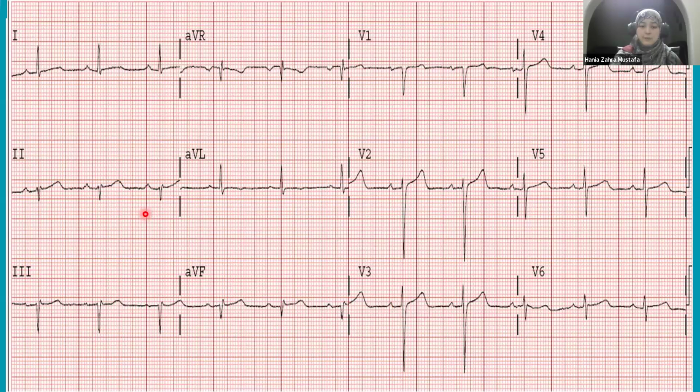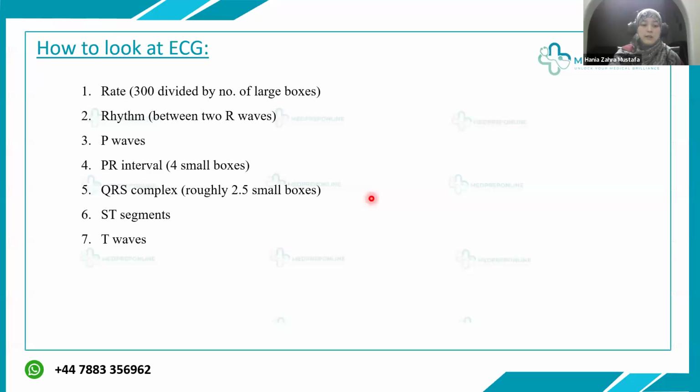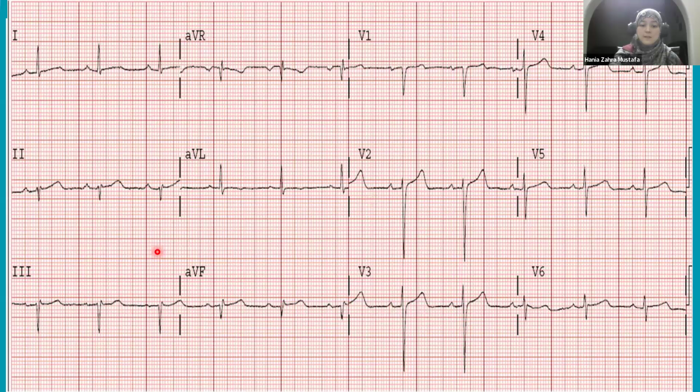Then you see the ST segments, whether they are depressed or elevated, as in the STEMI or NSTEMI. And then in the end, you see the T waves, either they are inverted or not, or they are tall peaked, like in hyperkalemia.